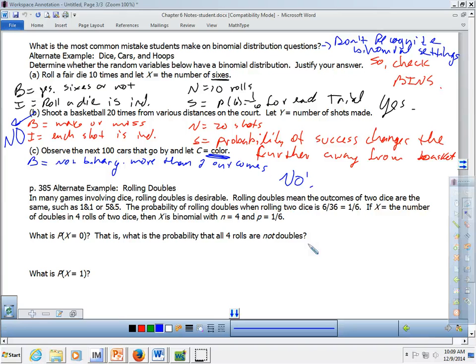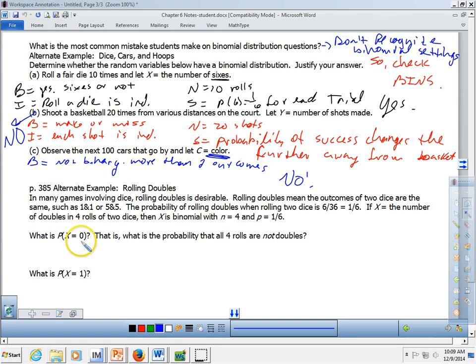If we define a random variable x as the number of doubles in 4 rolls of 2 dice, then x is binomial, right? Binary. It's either going to be a double or it's not. Each roll is going to be independent of each other. We have a set number of trials already, which is 4, and the probability of success is going to be 1/6 every time you roll the 2 dice. Then the number of trials is 4, the probability of success is 1/6. That's what we need, okay?